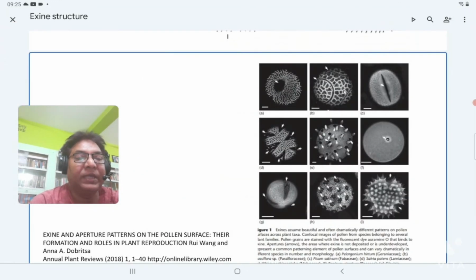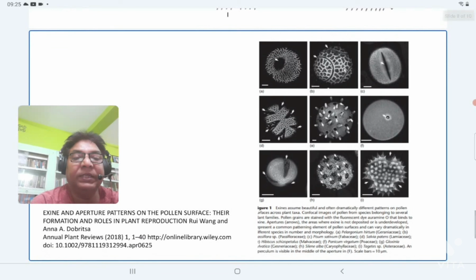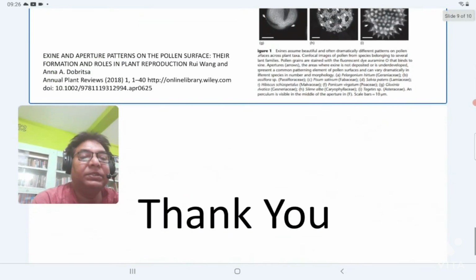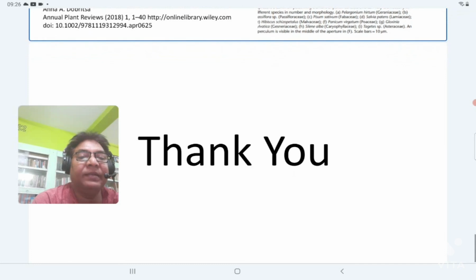So these are various types of sculptures published in Annual Plant Reviews 2018, Exine apertures patterns on the pollen surface by Wang and Dobritsa. So that was all about the sculptures of exine or supratectal ornamentations.